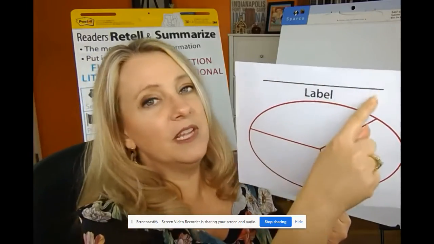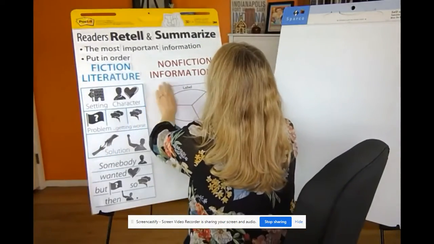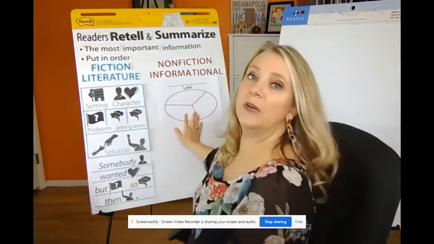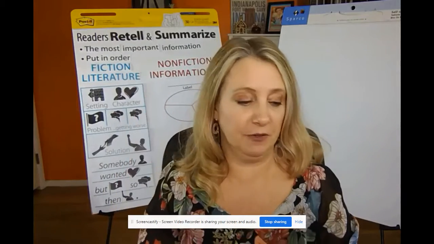Just because there are 3 slices in my oval doesn't mean I can only put down 3 details. I can put down as many details as I need. I just draw more lines. So if I had antenna and wings and proboscis and legs, then I would label this body parts. And so when I'm reading informational text, I use these dissected ovals to really help me record the important information and make sure I'm putting it in order, that they're grouped together.